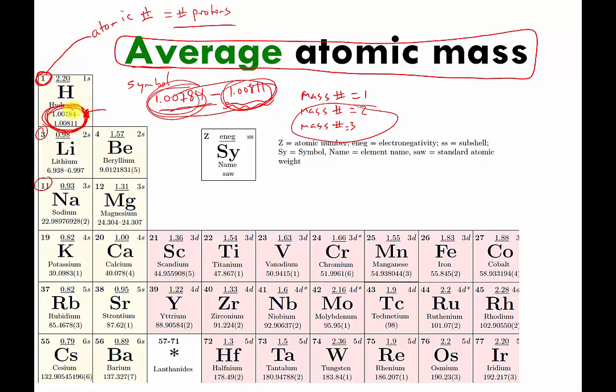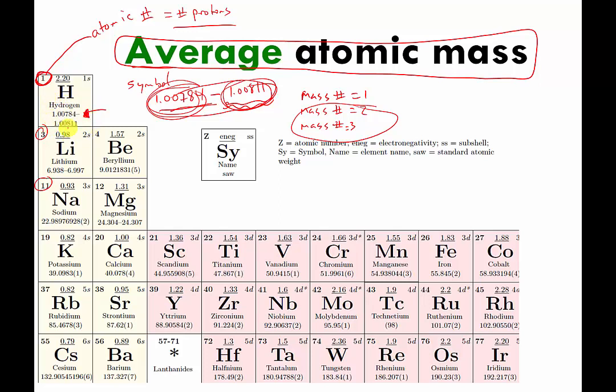This is an average. If you take a test in a class, and I tell you that the class average is an 80, that does not mean that everybody scored an 80. If I tell you the average atomic mass is 1.00784, that does not mean all the hydrogens come weighing 1.00784. It means that there are some hydrogens that weigh less than this, there are some hydrogens that weigh more than this, but if you take the average, it comes out to somewhere in this range.